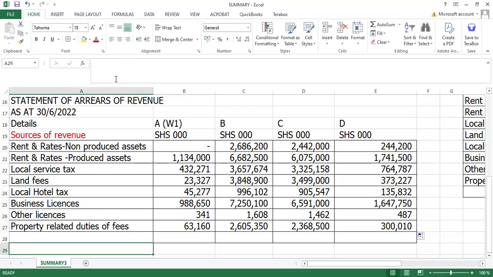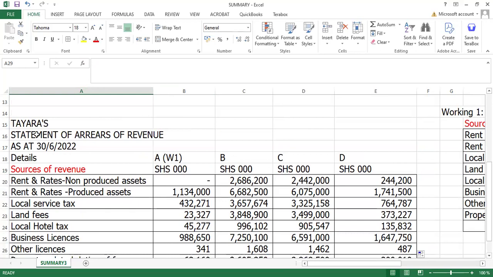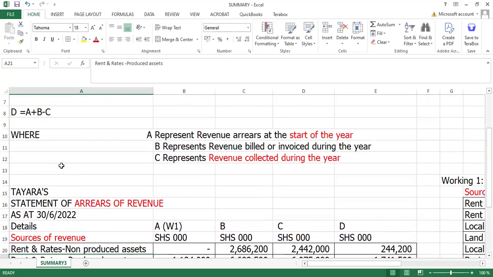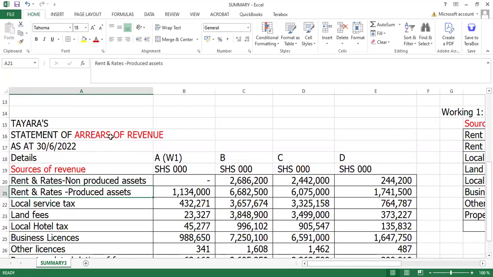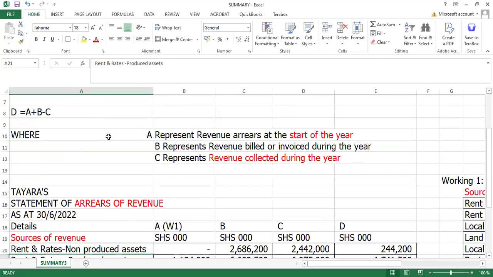But at times, not everyone will be knowing how to get arrears of revenue. At times you look at the statement of arrears of revenue and you feel like, what's this? You don't know where to start from, especially if you have never heard about it. That is the problem with this paper. But really, we are done with these 12 marks.